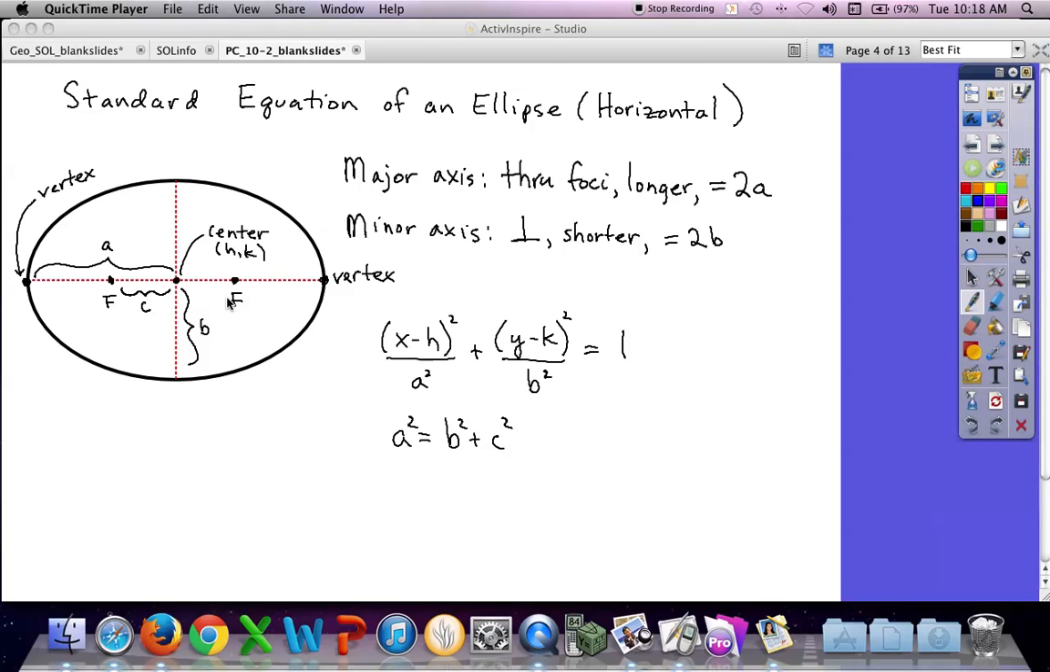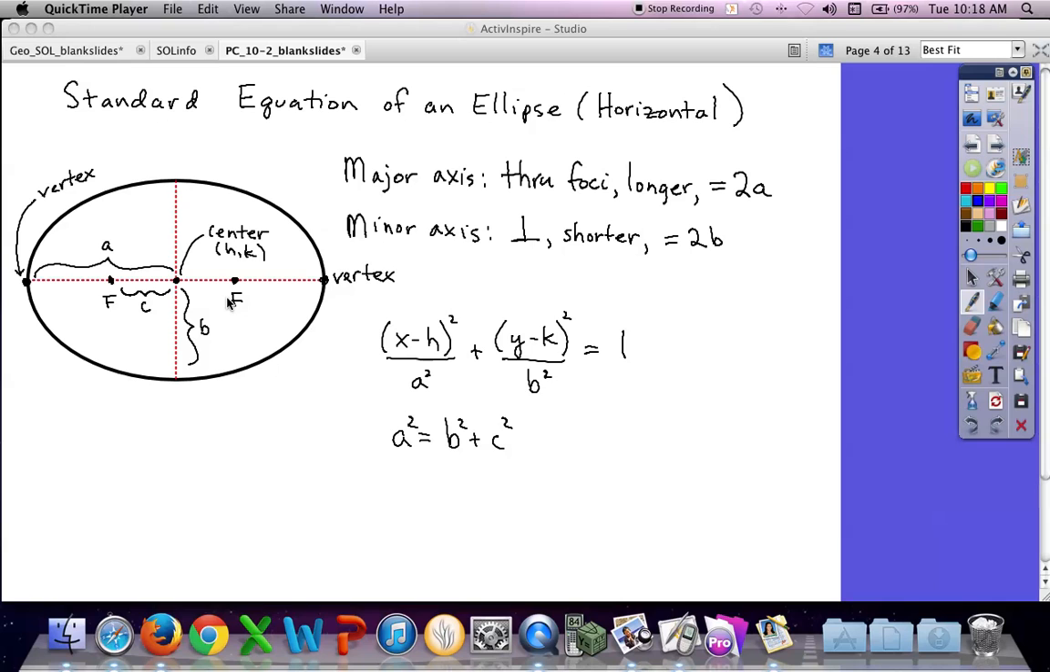So we have two equations for an ellipse, just like we did with a parabola, depending on whether it's oriented horizontally or vertically. Meaning, if it's horizontal, an ellipse is like a circle. It's longer in one direction than the other. If it's the same in every direction, that's called a circle. If it's not the same in every direction, that's an ellipse.